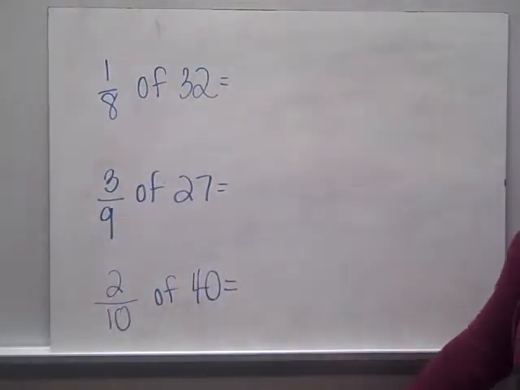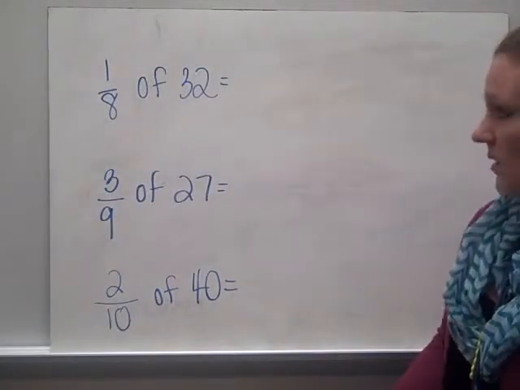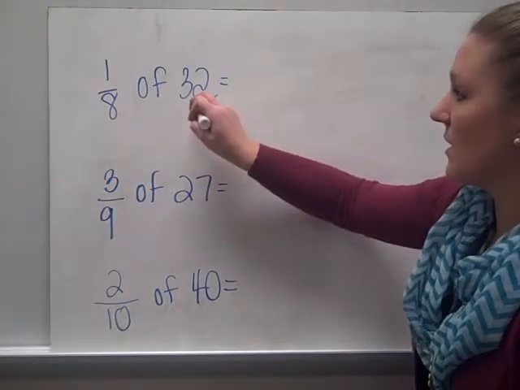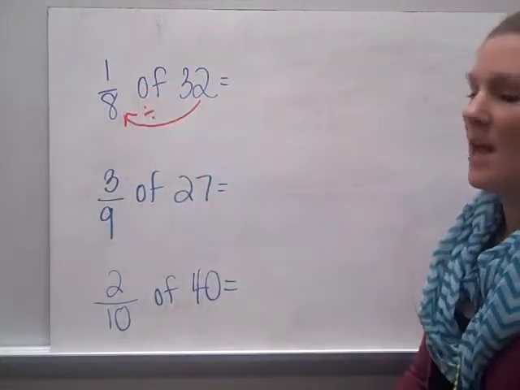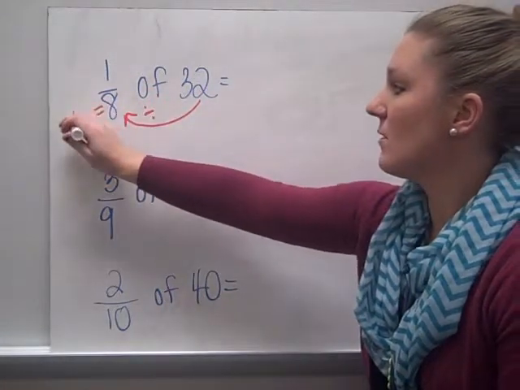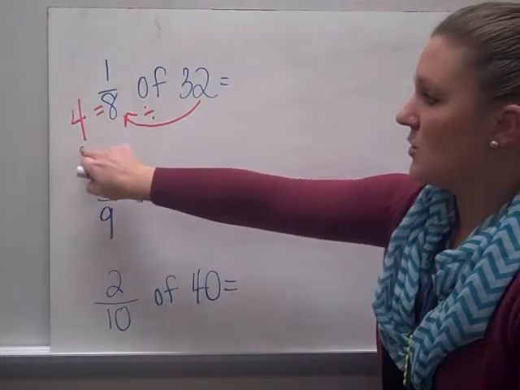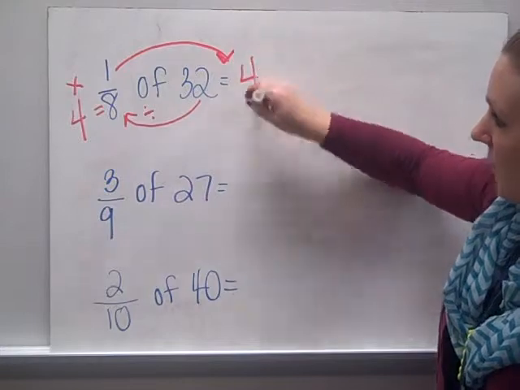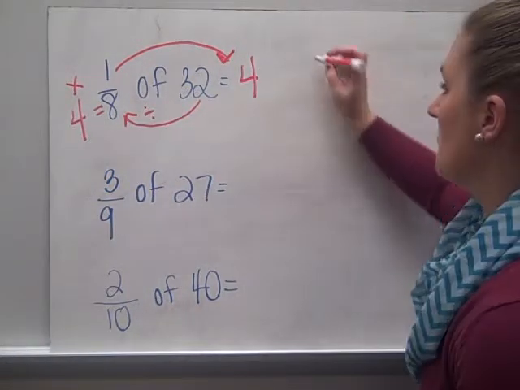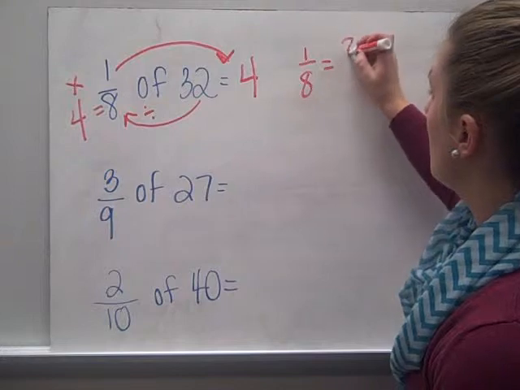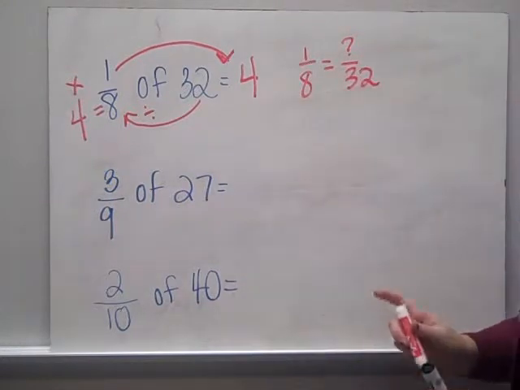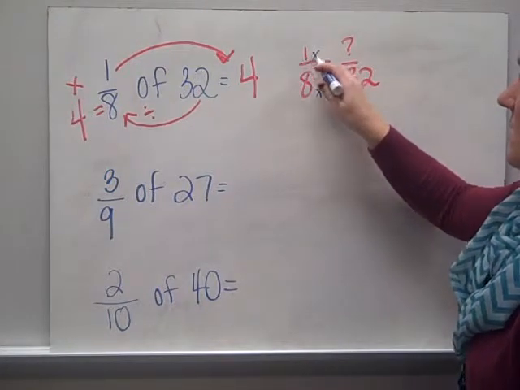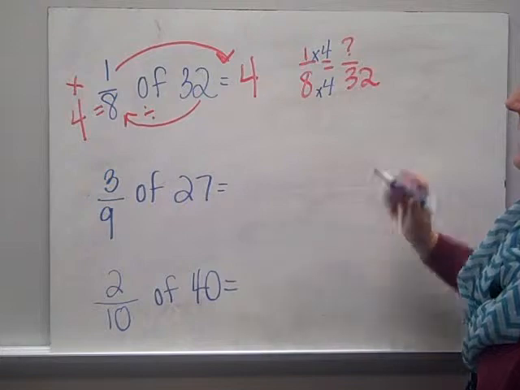Here are some practice problems for us to do. Okay, 32, what is 1/8 of it? I can say 32 divided by 8 equals 4. Step 2 is 4 times 1 equals 4. Okay, if you want to use a common multiplier and check it, 1/8 is equal to how many 32nds? 8 times 4 equals 32. So 1 times 4, same common multiplier, is 4.